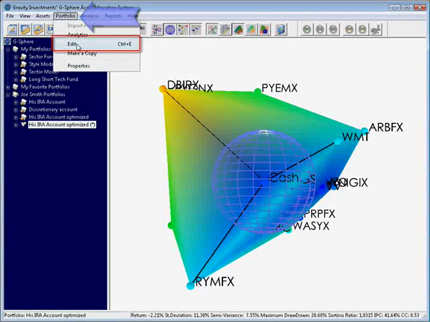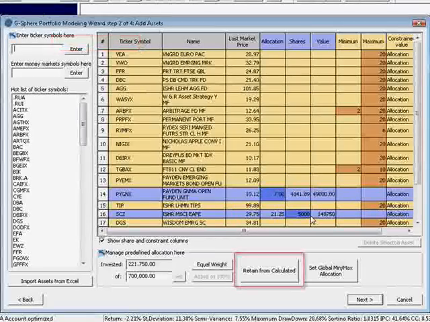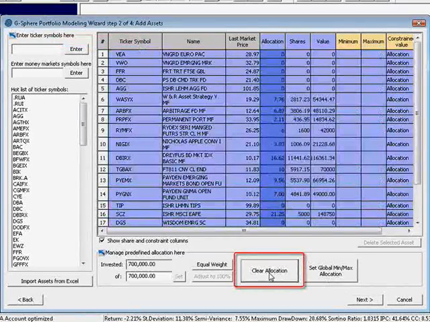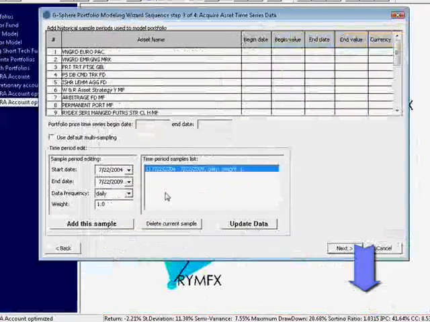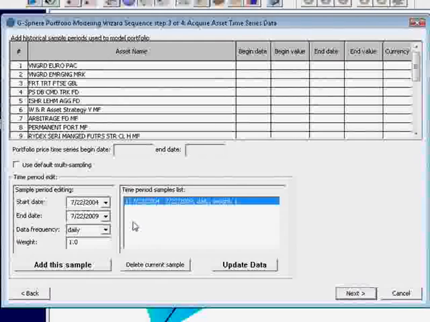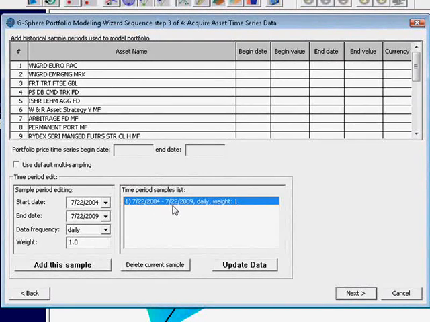We'll start again with Peter's IRA account. And let's just go back and we'll start with a blank slate on this portfolio. This is where all the multi-sampling happens. Previously, we had only been using one sample period.